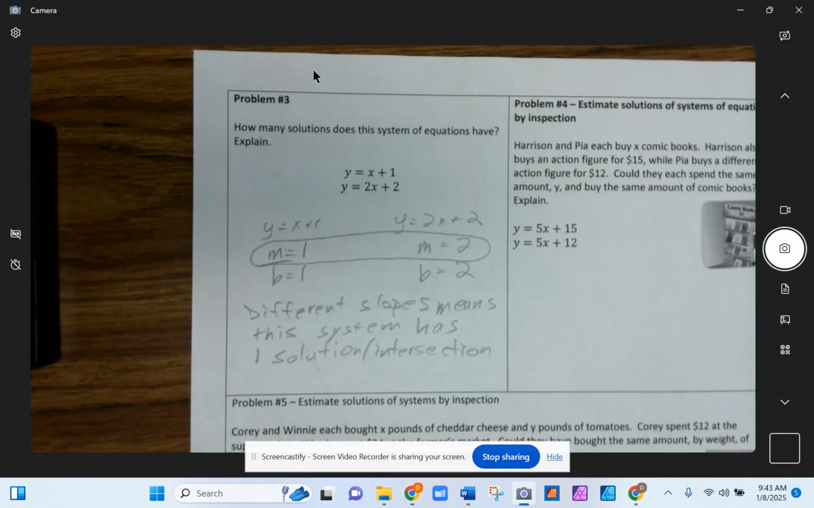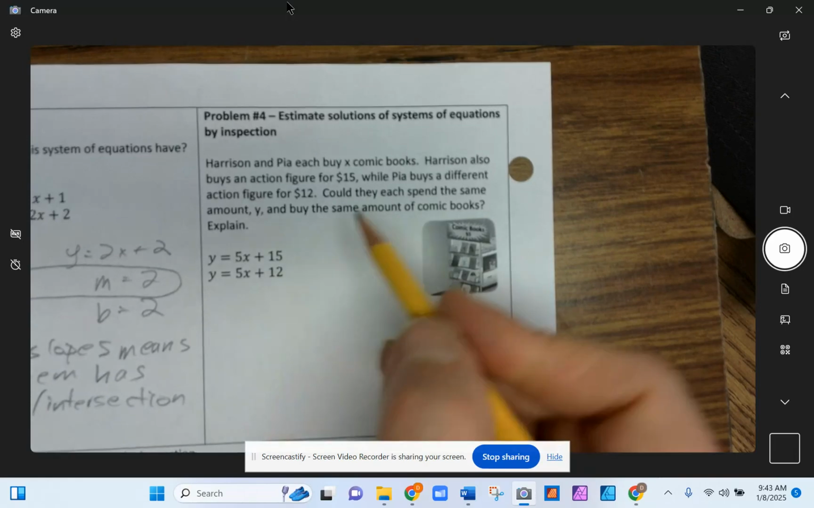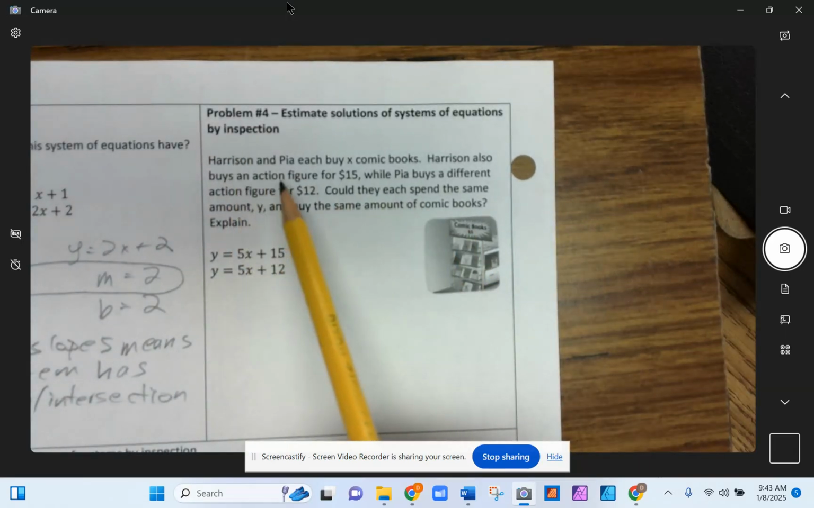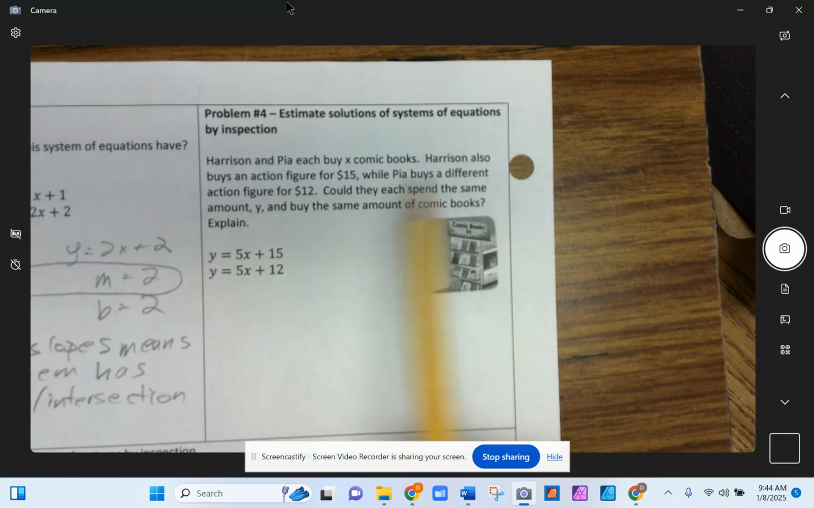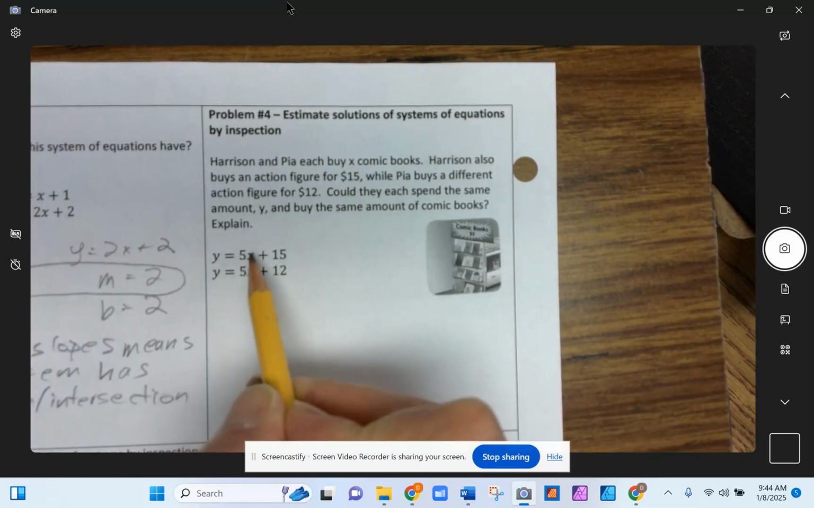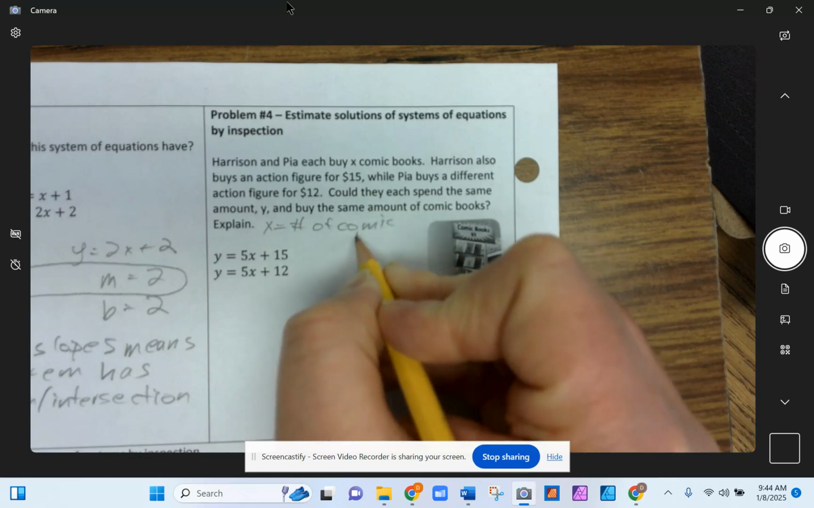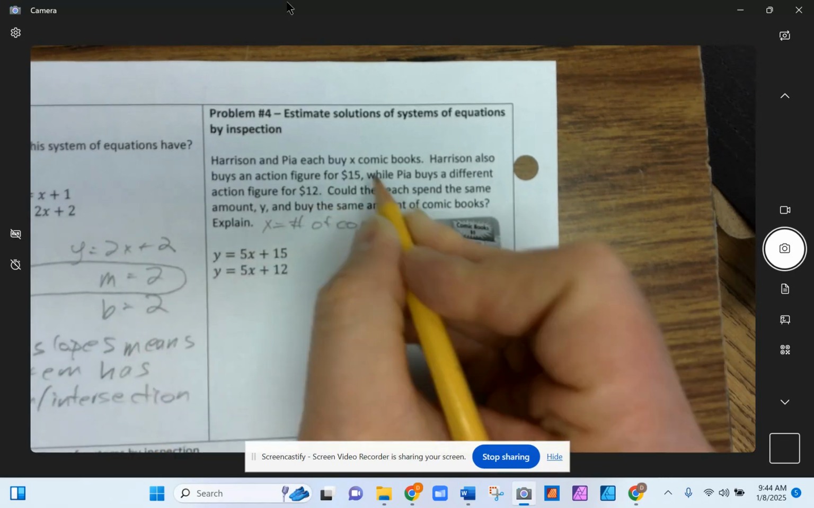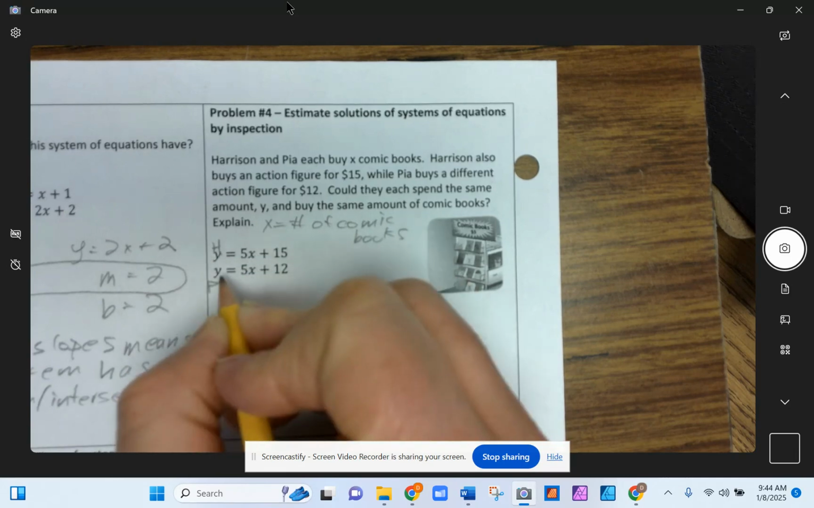So yeah, for the first three, we're just figuring out how many solutions they have, right? But for this one, we've got an actual word problem here, so we can figure this out. Harrison and Pia each buy x comic books. Harrison also buys an action figure for 15, while Pia buys a different action figure for 12. Could they each spend the same amount for comic books? And we can see this little graphic that comic books are each $5, right? So that's that 5 right there, 5x, where x is the number of comic books bought.